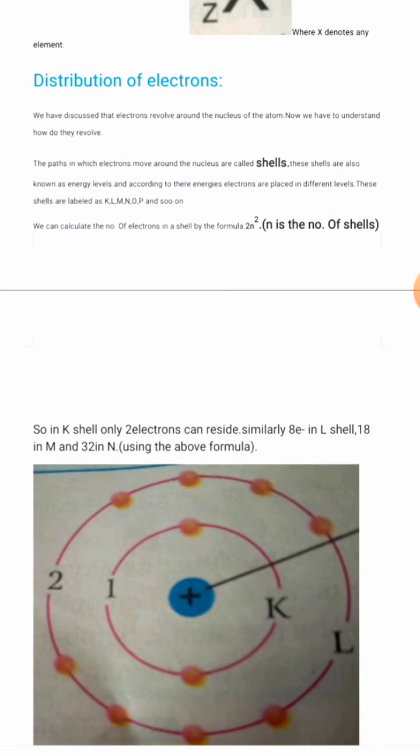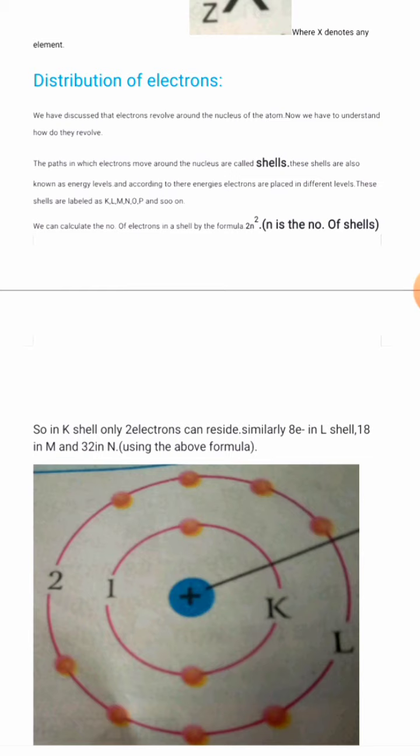Moving ahead, we have to discuss the distribution of electrons. Where do the electrons lie in an atom? We have already discussed that electrons revolve around the nucleus of an atom. Now we have to understand how and where they revolve. The paths in which the electrons move around the nucleus are called shells. These shells are also known as energy levels, and according to their energies, electrons are placed in different energy levels.